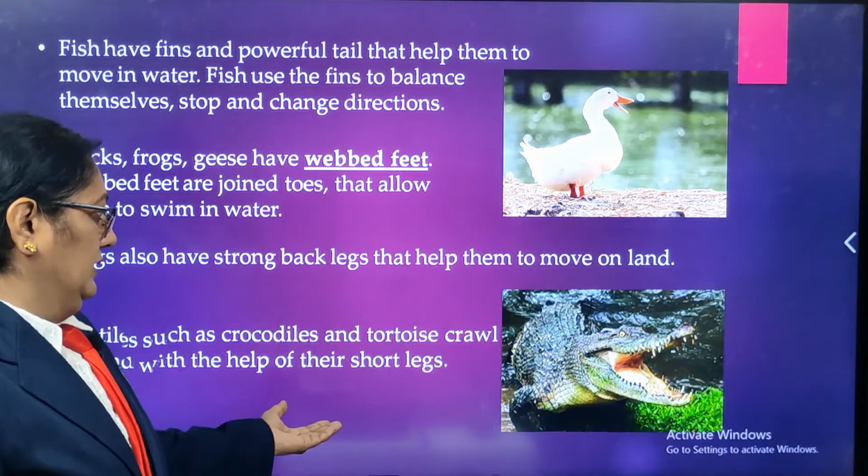Now for the next, we are talking about the snake. If you have seen a snake, does a snake have any legs, children? No. So then how are they going to move? They have scales below their skin. Through those they move. The next is birds.